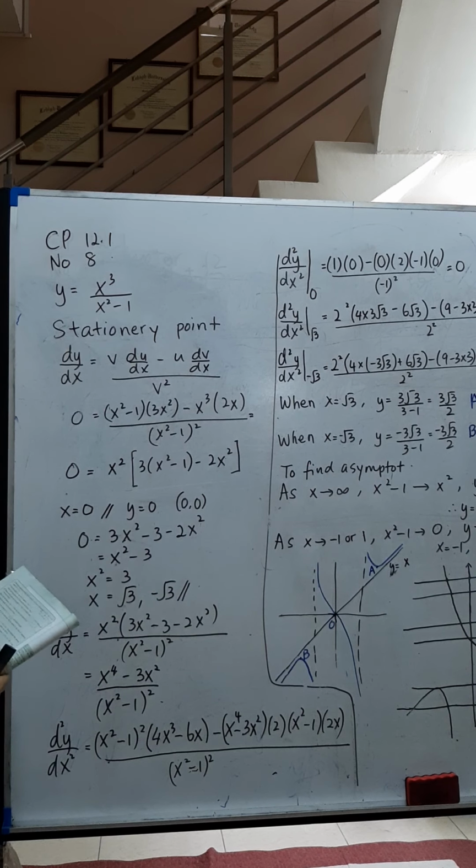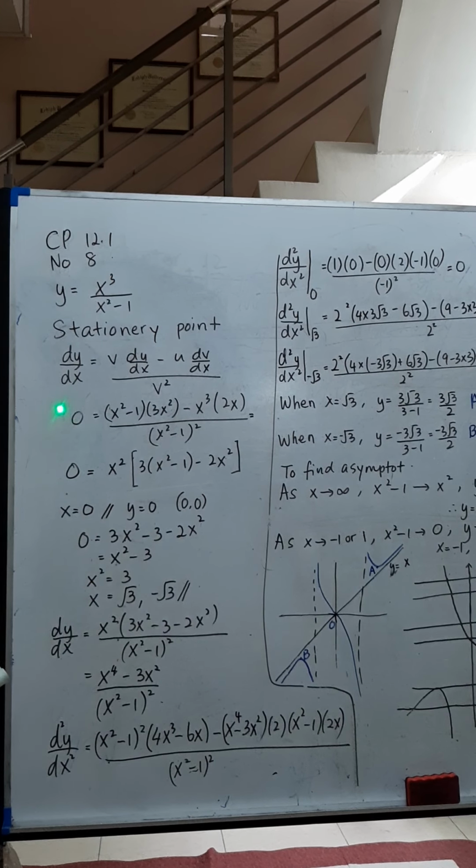Now, the question gives you y equals x cubed divided by x squared minus 1. They ask you to find the stationary points and determine their nature. They ask you to determine the stationary points and also determine their nature.